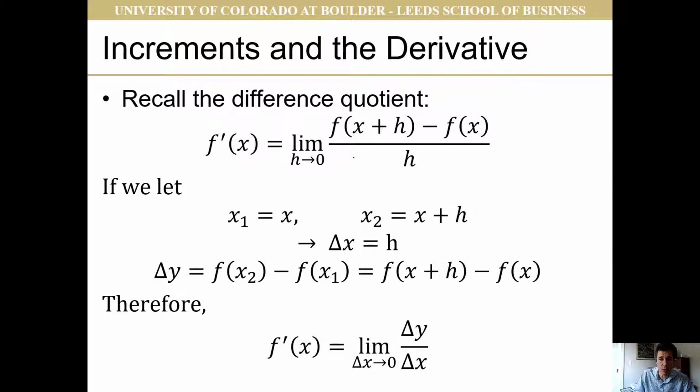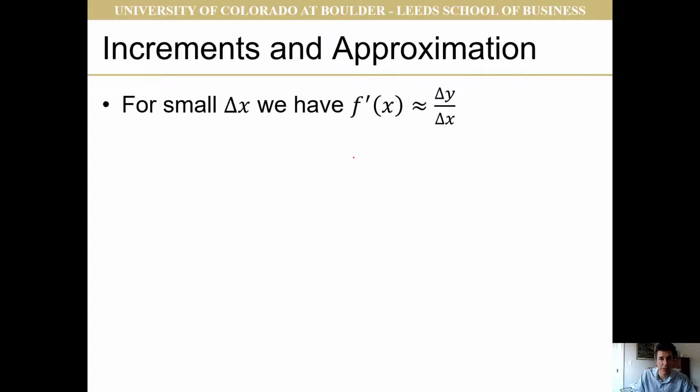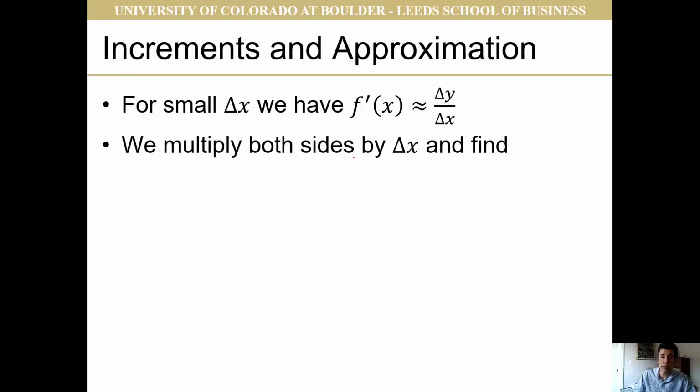Now, the thing that we're really going to use a lot, and sometimes we're going to use this without actually realizing, is the following. So we have increments and approximation. For small delta x, so again, remember that limit means that delta x is getting smaller and smaller, the derivative, f prime of x, is approximately equal to delta y divided by delta x. Now multiply both sides by delta x and we find the following. Delta y is approximately equal to delta x times f prime of x.